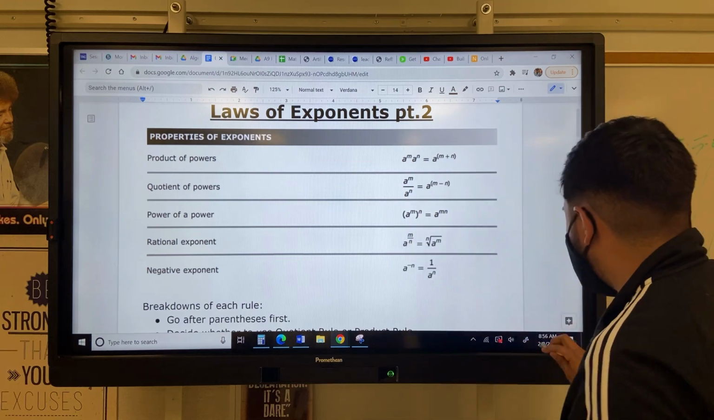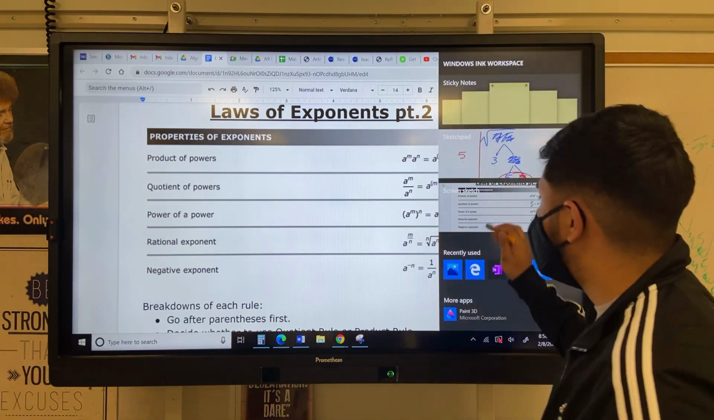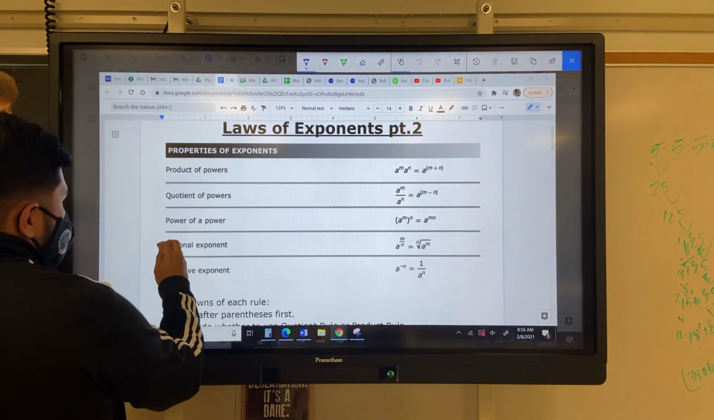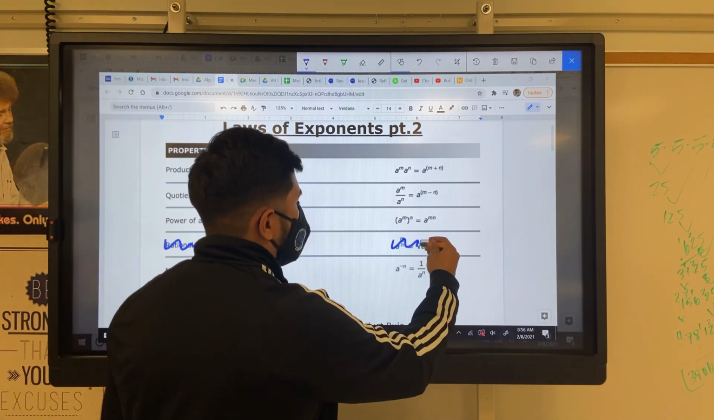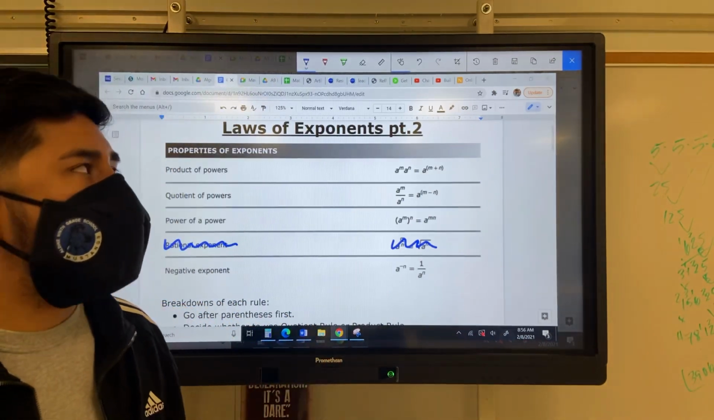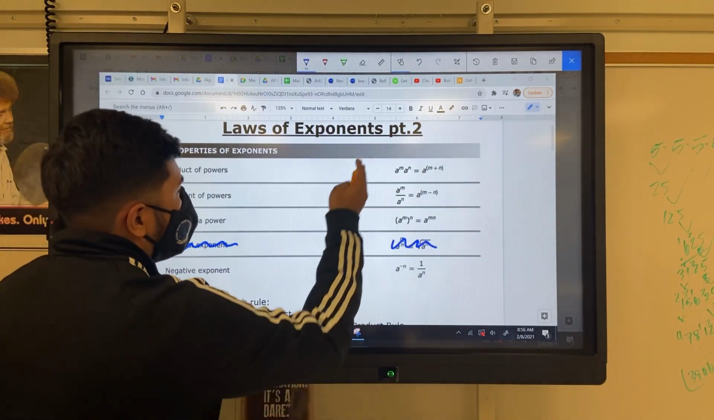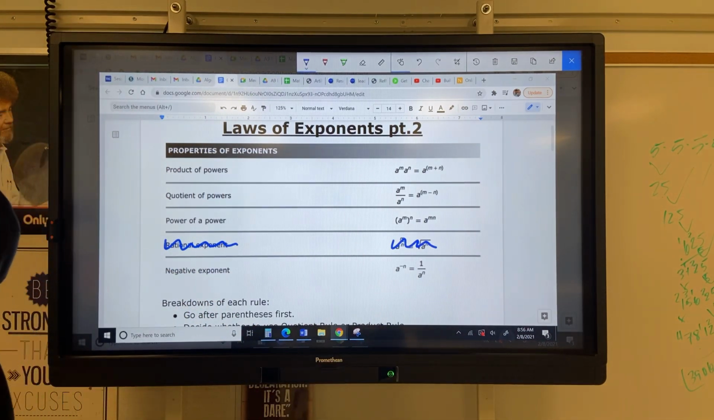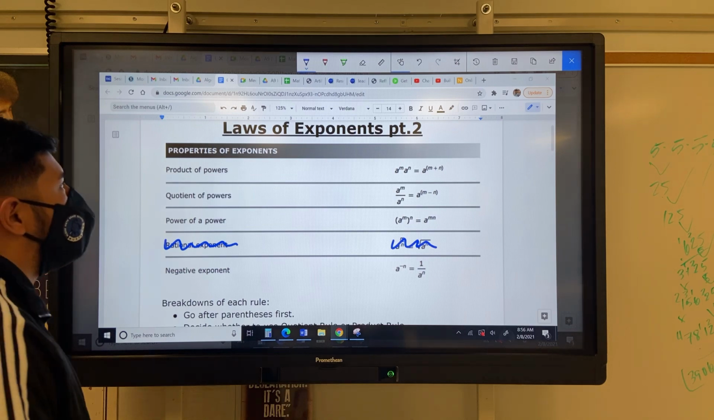Let's go through each one at a time. Real quick, I am not going over rational exponents because it's a little too tedious for us right now. I don't want to make anything more complicated, since we do have these 4 laws and the zero exponent law.